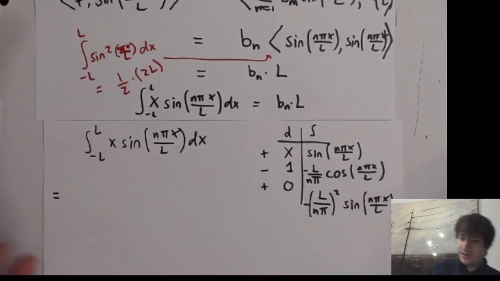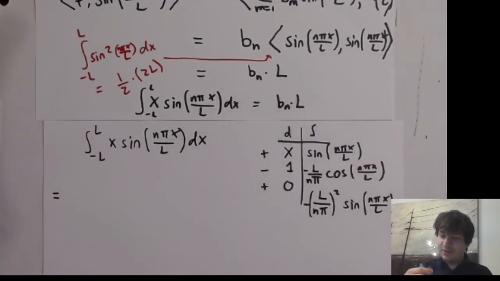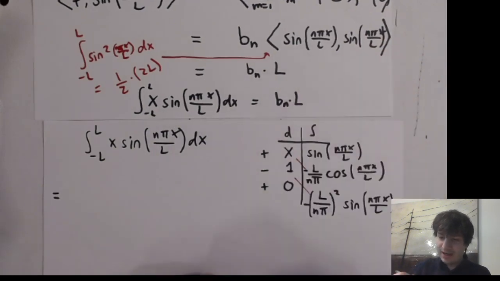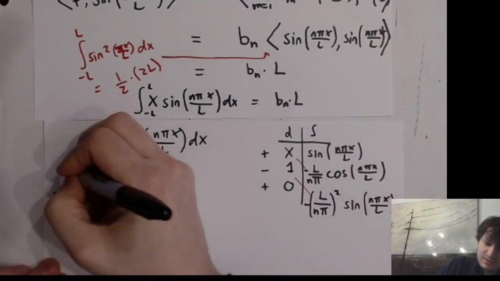Okay, and so reading off what's going on here. To read off this integral table, you read the diagonals. So this is the function.